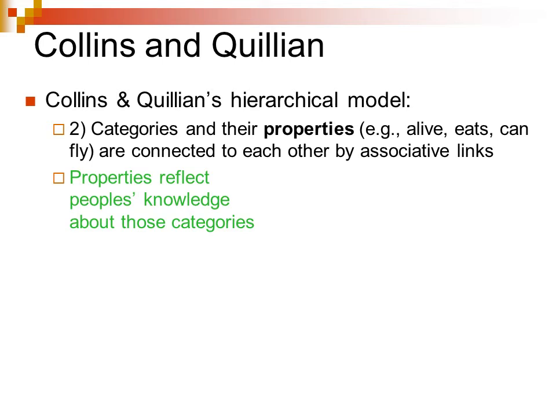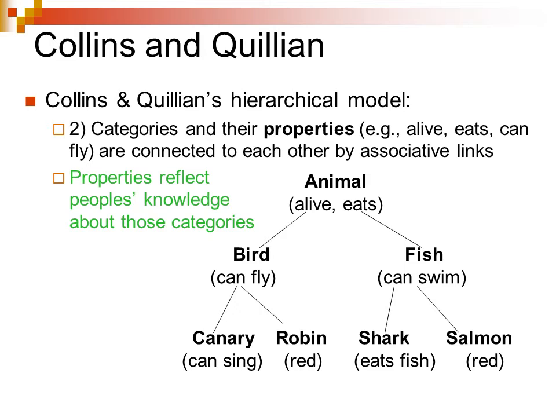So let's fill in the model with the properties of the categories we looked at on the previous slide. In other words, what do we know about animals, birds, and salmon? The terms here that aren't bolded are examples of properties. Things like alive, eats, can swim, red, etc. Again, properties are what we know about categories.